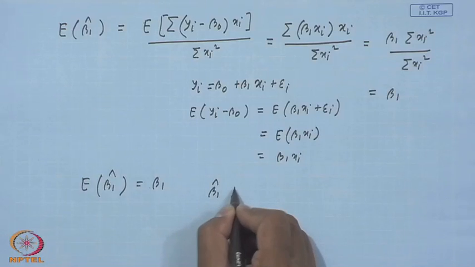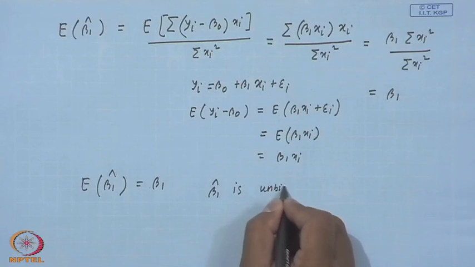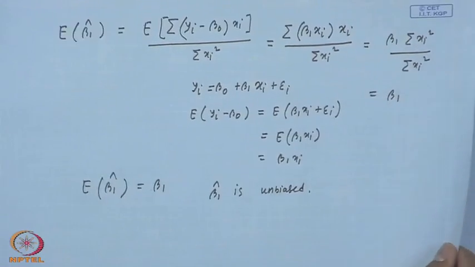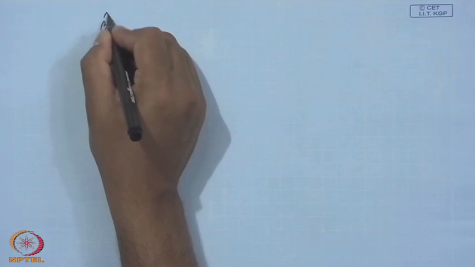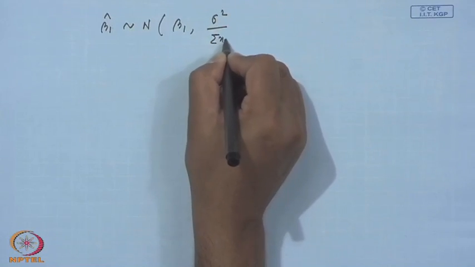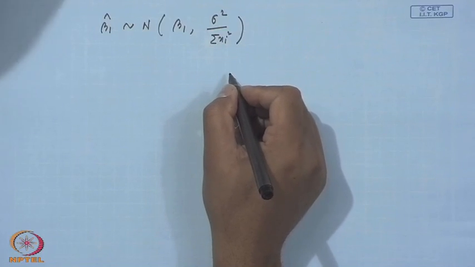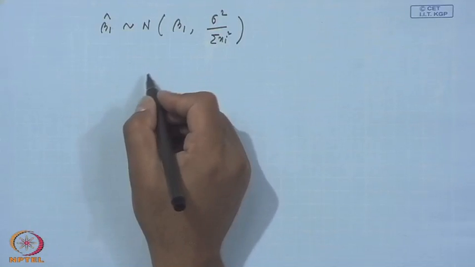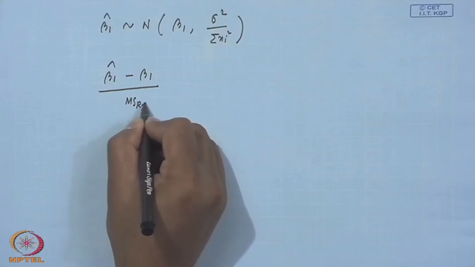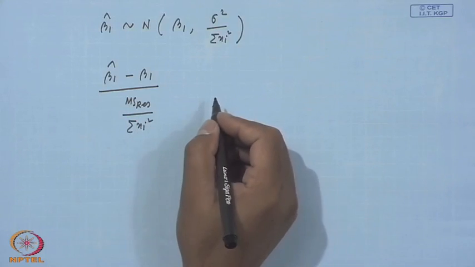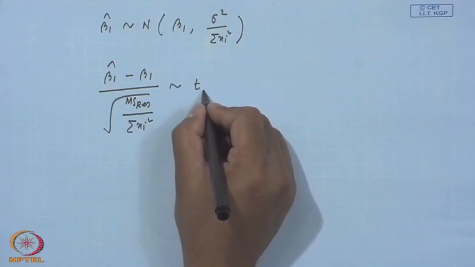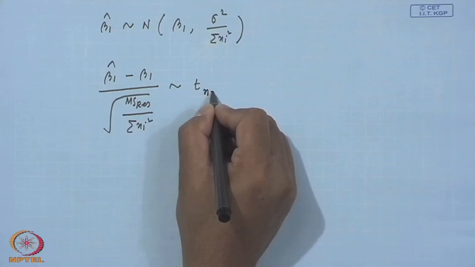So, the beta 1 hat is unbiased, right. And we also know the variance of beta 1. So, beta 1 hat follows a normal distribution with mean beta 1 and variance sigma square by summation x_i square. And then the usual technique: this minus this by square root of this follows standard normal, and then beta 1 hat minus beta 1 by, if you replace this sigma by MS residual by summation x_i square, then what you get is that this follows a t distribution with degrees of freedom n minus 1 here.